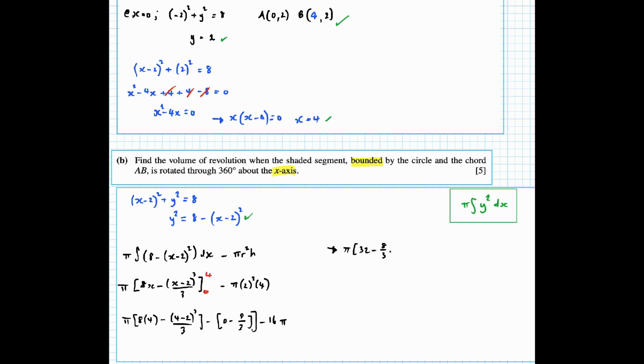I'll just do that again there. Simplify those values. So the shaded part minus the cylinder is our volume. And again, just factoring in there, so pi times 80 over 3 minus 16, you'll end up with 32 over 3 pi. That's your final answer for that question.